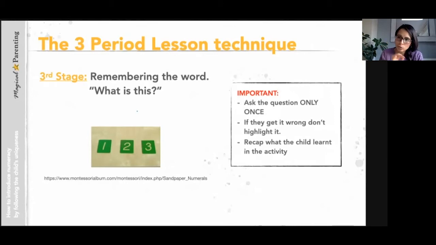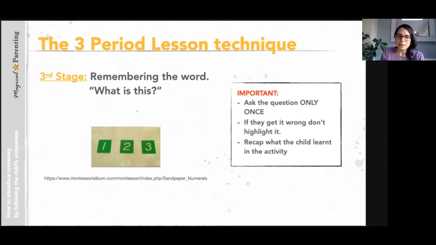And always when you finish, recap what the child learned in the activity. So you will say, okay, so today we looked at 1, 2, and 3. We looked at these numbers, how they are written, 1, 2, and 3. And then you ask, oh, would you like to still work with this or not? If they want to, perfect. If not, you know where they go, you need to put it away.